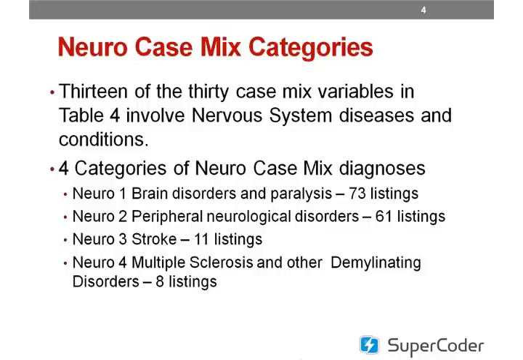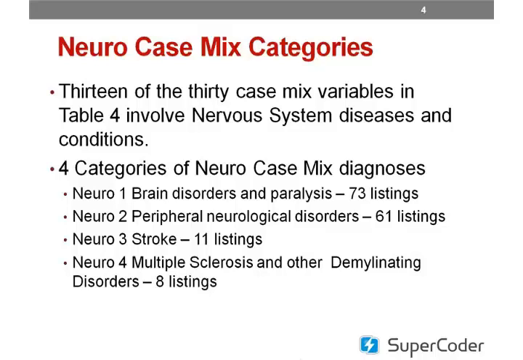In Neuro 1, the one we'll be talking about today primarily, are brain disorders and paralysis, and there are 73 listings of diagnosis that are case mix. In Neuro 2, which is the peripheral neurological disorders, there are 61 listings, and that's going to cross over into the peripheral nervous system, but also some of the autonomic nervous system that are affected by those. In Neuro 3, which is the stroke category, there are 11 listings. And what we see there primarily are the late effects of CVA, certainly a rather common diagnosis in the home health setting for many years following the strokes. That's mainly what's in that one.